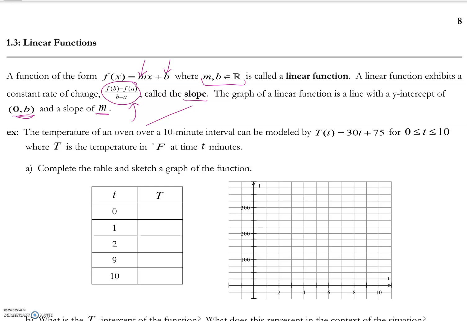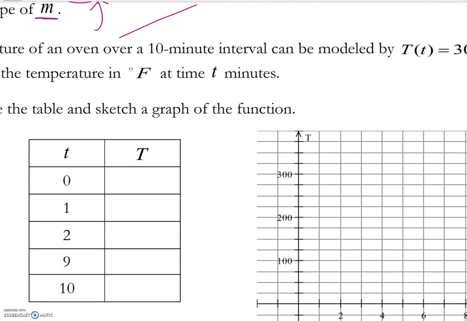If I know that little t is 0, to figure out big T, all I have to do is substitute little t into my equation, 30t plus 75. So I'm going to zoom in a little bit. I know my equation is 30t, but t is now 0, plus 75. When I do my order of operations, 30 times 0 is 0, plus 75 is 75. I'm going to do the same thing for these other little t's. So 30 times 1 plus 75. 30 times 1 is 30, plus 75 is 105.